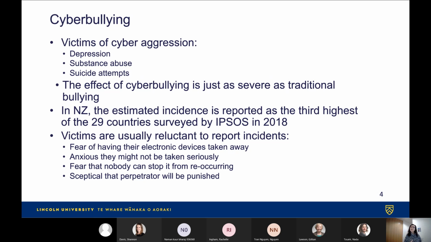They think that if they report cyberbullying, they will have their electronic devices taken away. Or sometimes they're anxious that they might not be taken so seriously. They also fear that nobody will be able to stop it from reoccurring, and that's why they often don't say anything. They're also skeptical that the perpetrator will be punished.